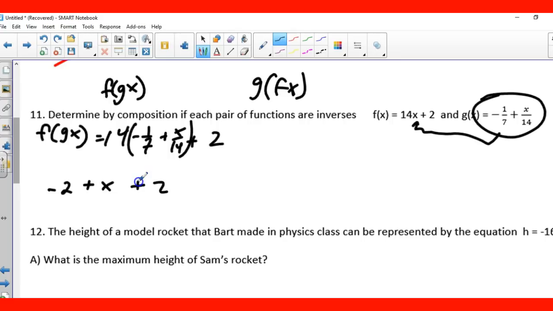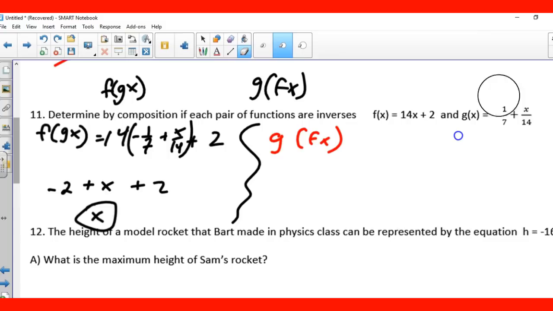Then I have plus 2 out here. So now right here I have negative 2 plus 2. That's 0. So I'm just left with x. Since I'm left with x, that means they are inverses of each other. But I have to check myself. I'm going to check it by doing g of f of x.